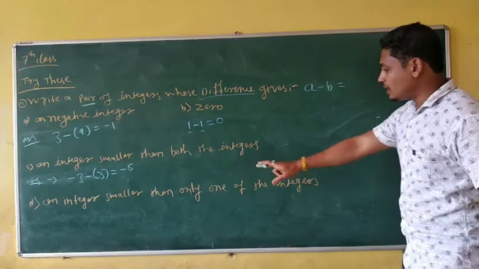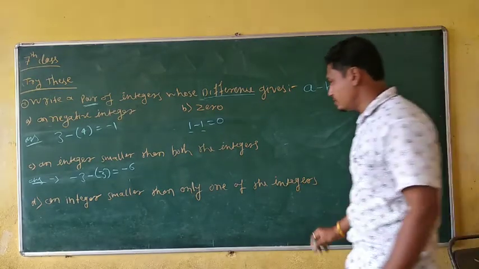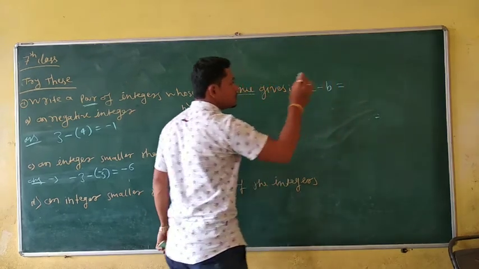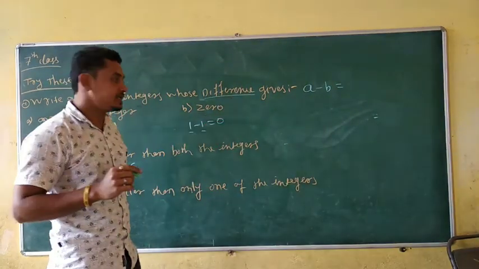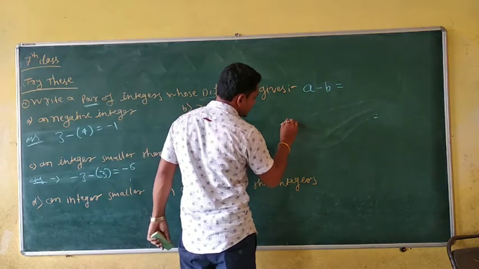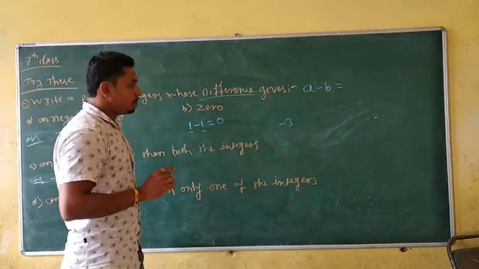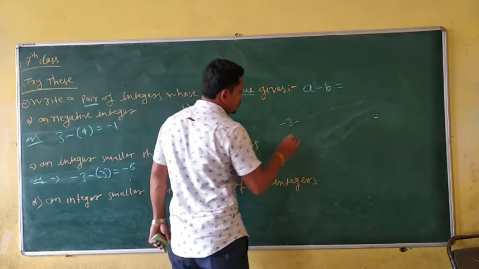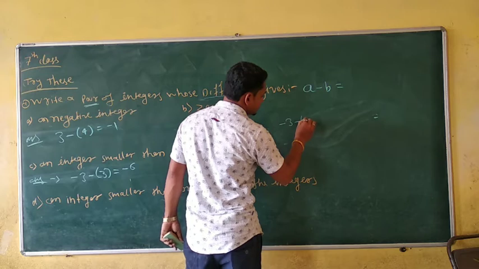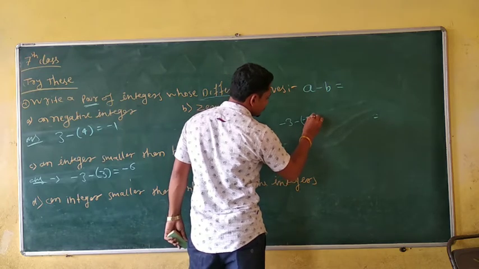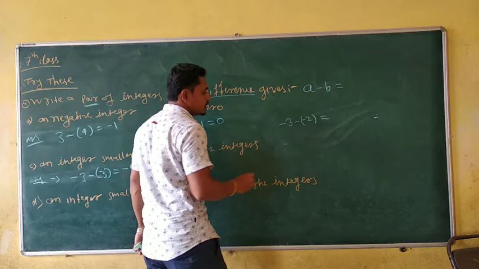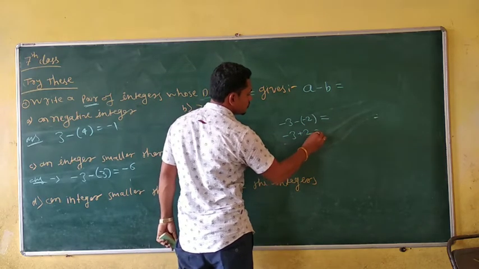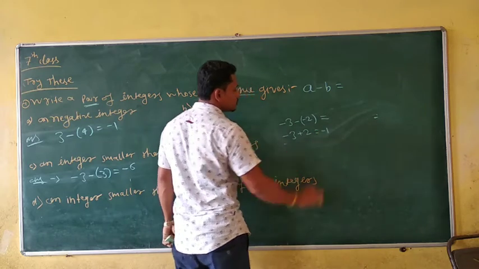An integer smaller than only one of the integers. So here a minus b gives rise to a number smaller than only one of these integers. So here take minus 3 and here minus into minus 2. Is it right? So it gives rise to minus 3 minus, minus 2, that is minus 3 plus 2. It gives rise to minus 1.